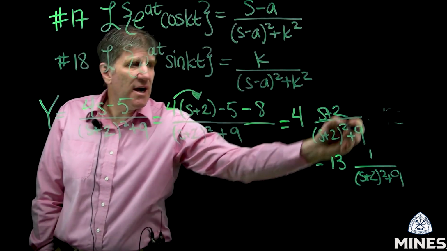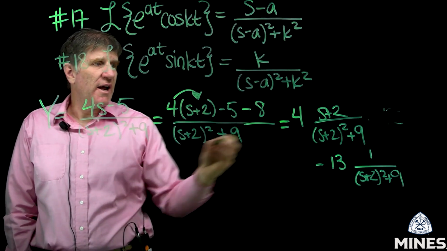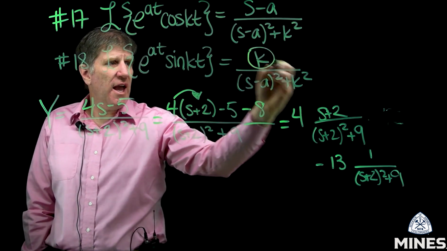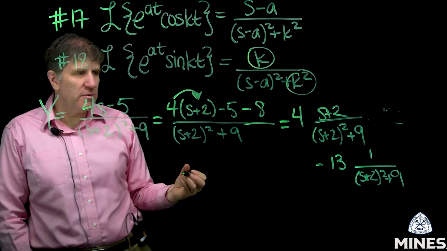This is now in line with number 17 in the table. I have it in the right form. This is not quite there. I need a k to go with the k squared. So I have a 9 here. I need the numerator to be a 3.